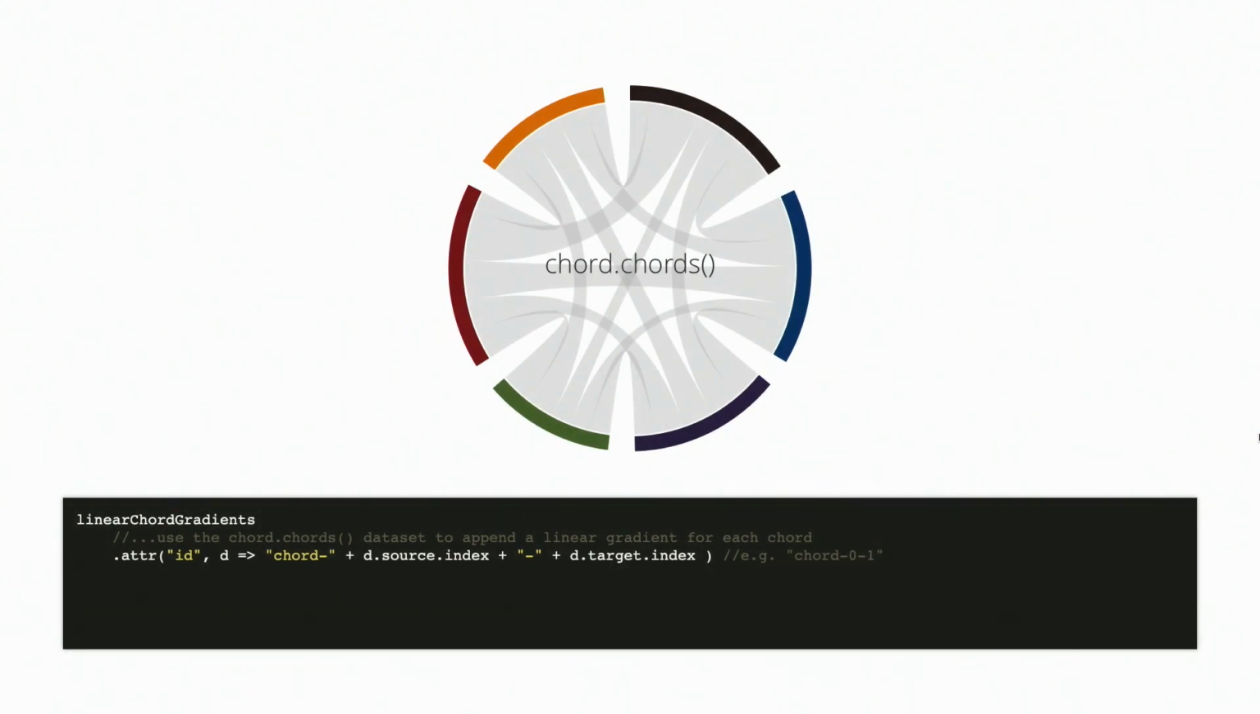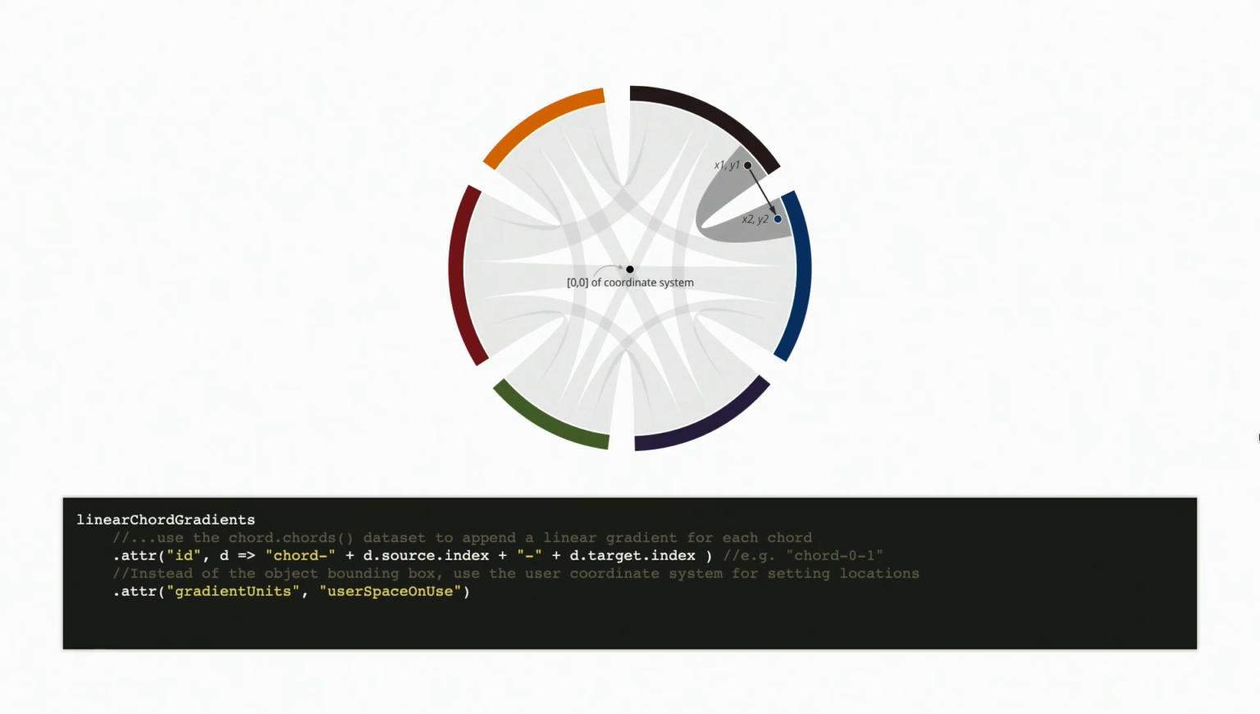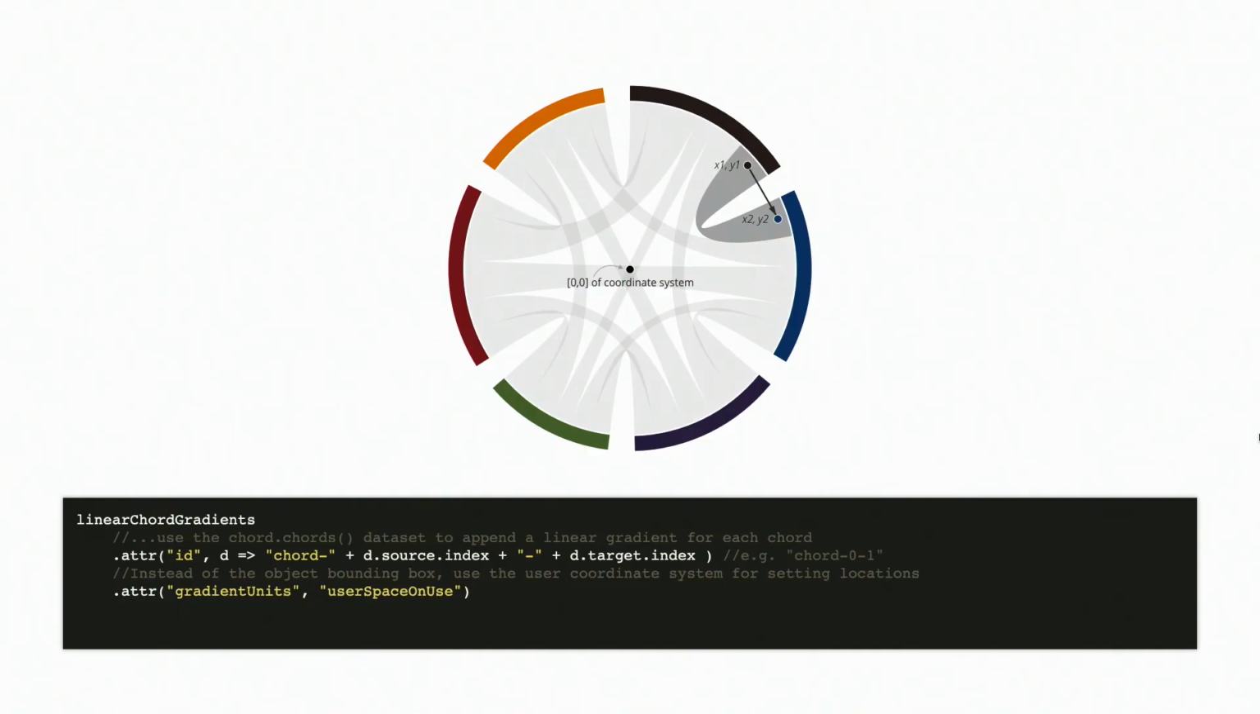This time I want to make a linear gradient for each of the chords, so I apply the chord.chords dataset to D3's data step so that we get one for each. I still need a unique ID because now we make it depend on the source Avenger and the target Avenger. One thing I wanted to point out is that in this case it's actually easier to not use the bounding box of the chords or the object itself to set the direction, but to use the coordinate system that you have in place, where the origin is in the center of the circle. You can do that by setting gradientUnits to userSpaceOnUse.